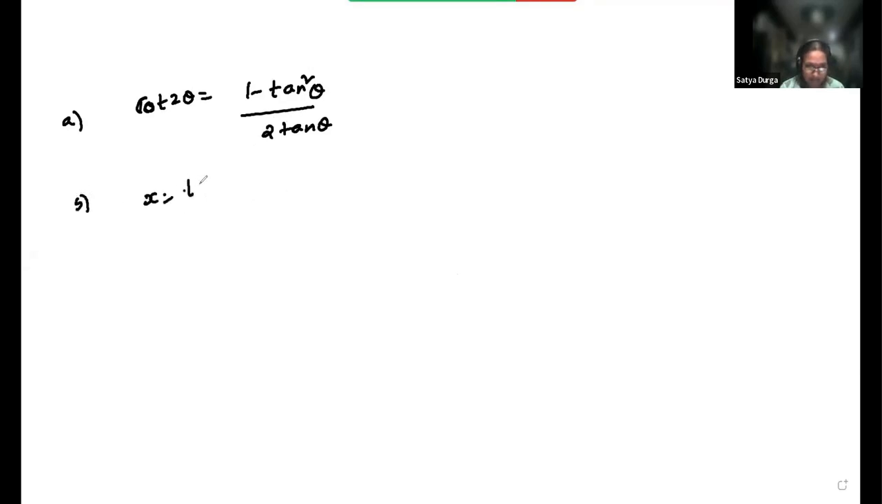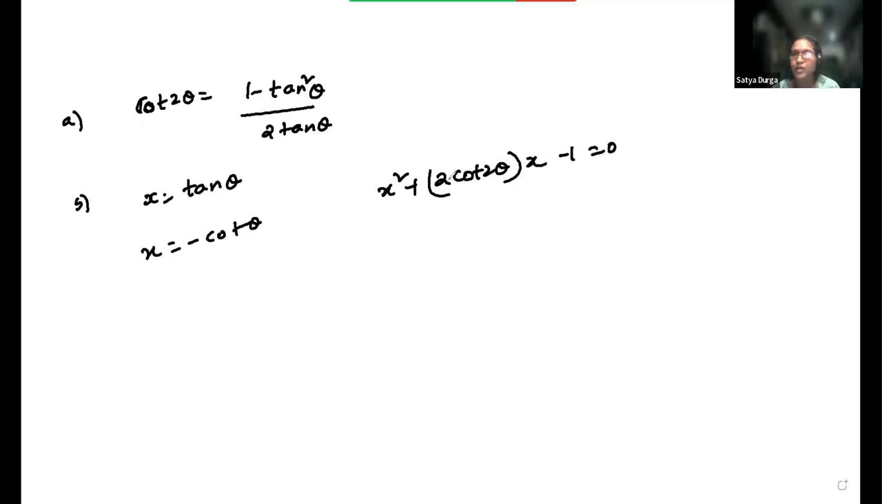Next one, second bit: verify that x is equal to tan theta and x is equal to minus cot theta are satisfying the equation x square plus 2 cot 2 theta into x minus 1 is equal to 0. That means what you have to observe: if you keep this tan theta in this given quadratic equation, it should be equated to 0. Isn't it? Satisfying means that only, no?